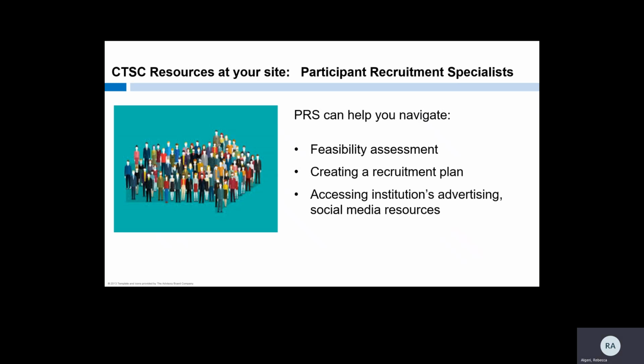Meeting your recruitment goals is one of the biggest challenges facing investigators. Your PRS can guide you in targeted marketing to engage your participant audience, including how to access your institution's advertising and social media resources, which may include recruitment events. Will you need to stage hospital or community events to reach your target population? Your participant recruitment specialist can help you create marketing materials, coordinate the logistics, and staff the event.